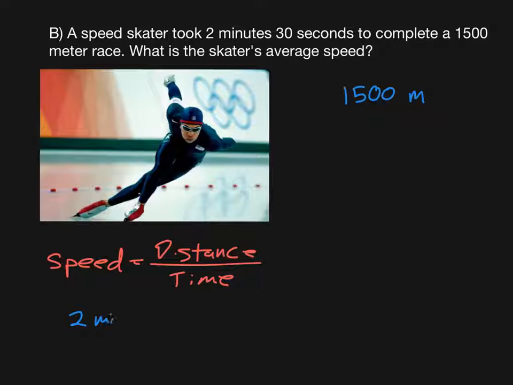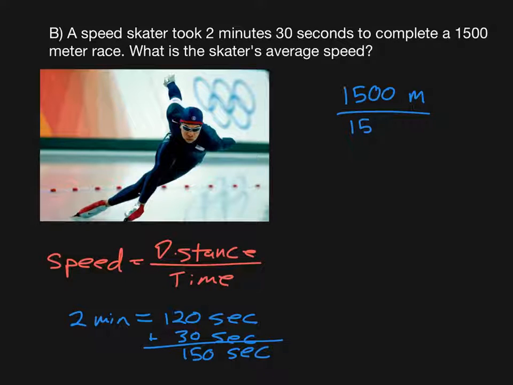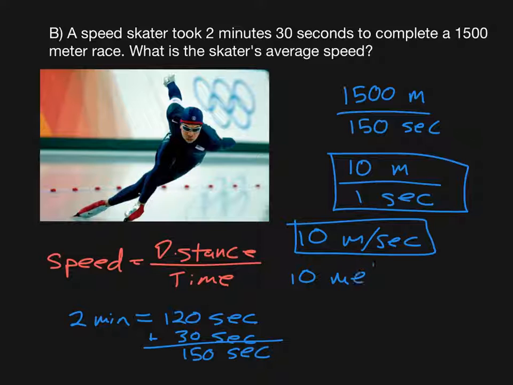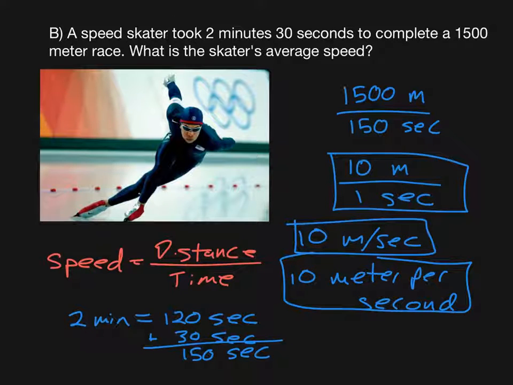So 2 minutes, I know, equals 120 seconds, and then I need to add 30 seconds onto that. So that's going to give me 150 seconds. So 2 minutes and 30 seconds is 150 seconds. So we can put that into the denominator here. Now, when I divide 1,500 by 150, I get 10. So I get 10 meters over 1 second. So this is my unit rate. And remember, we could also write that meters per second, or we could write it as 10 meters per second. So 3 different ways to write the rate.